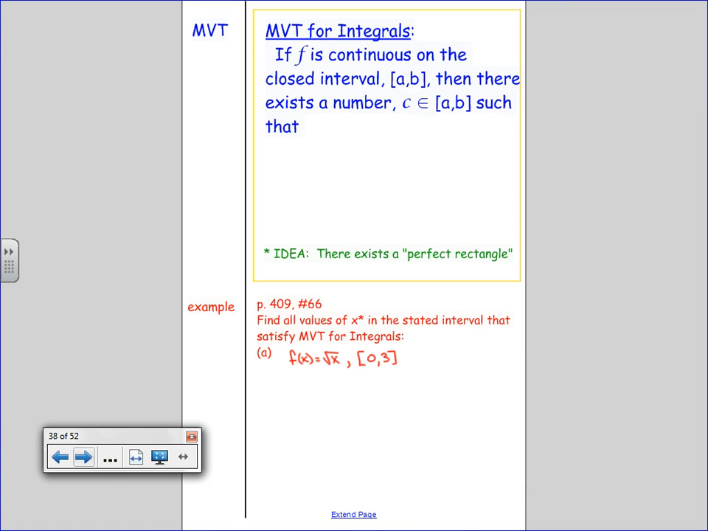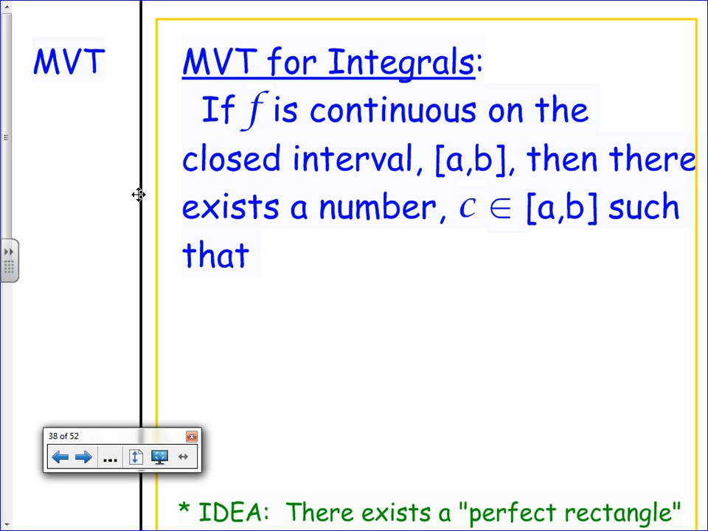All right, kiddos, last big idea. Here we go, MVT for integrals. I promise, it is not that much different than MVT for derivatives. Actually, it's not different at all, but the notation is. At its core, it is the exact same. But now that we have learned integrals, we can write it differently and use it differently.